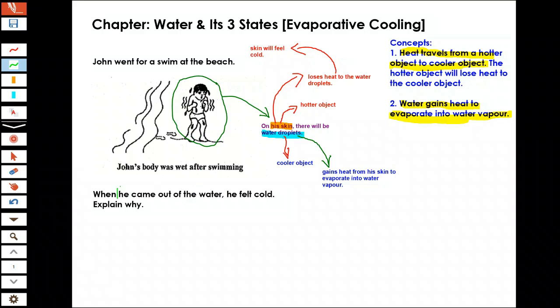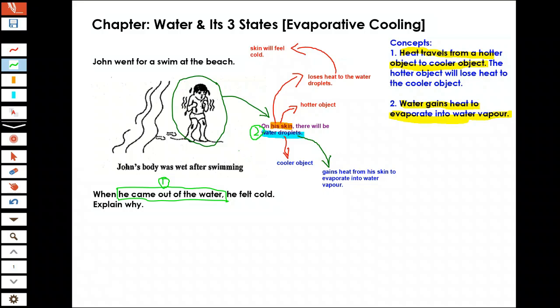So this is actually event 1. So this is actually the cause. So this is event 1. He came out of the water. Event number 2, on his skin there will be water droplets. So this is the effect that happens to him the moment he stepped out of the water. So this is event number 2.